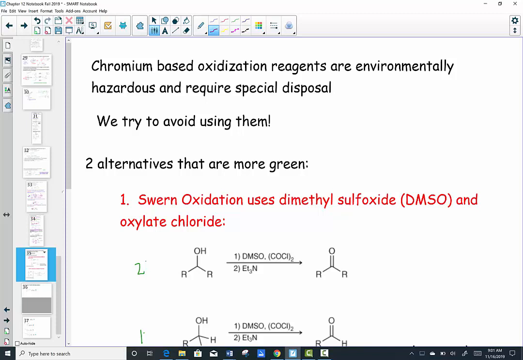This is a chromium-based product, very environmentally hazardous, so we try to avoid using them. There are 2 alternatives, but each of these have their drawbacks. So 2 more green, more environmentally friendly alternatives. Let's present both of those.